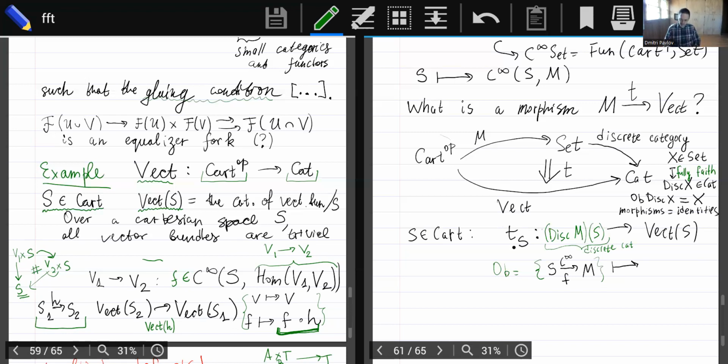So this functor Ts provided to us by a natural transformation T should send such an object from S, a smooth map from S to M, to an object. So the set of objects here should map to the set of objects of Vect S. And here the set of objects is a set of vector spaces.